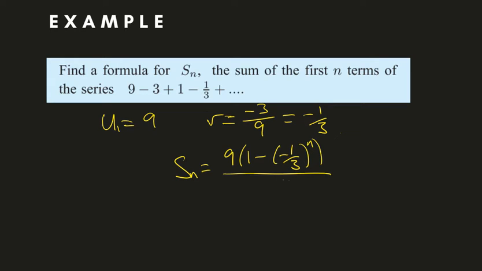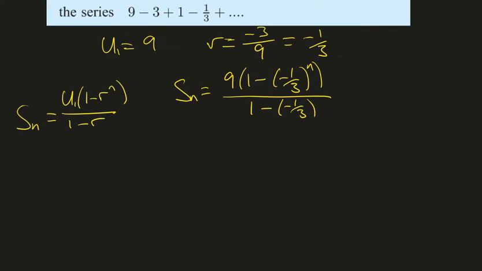I will say I've used the alternative version of the formula here. Let me write that down. So I've used the version U1, 1 minus R to the n over 1 minus r, simply because I had a fractional r, and it will be a lot easier to calculate this way around. It won't matter either way, but I have that as a preference.